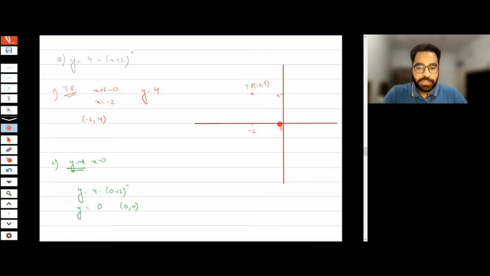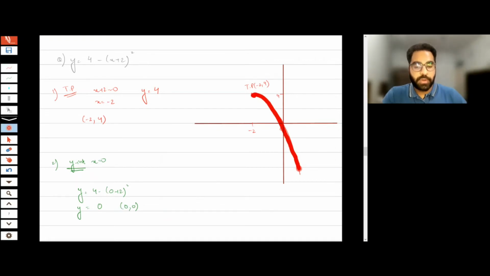What's the first thing that we do? We connect the turning point with the y-intercept. Remember, it's a maxima. Maxima is this kind of a shape. So the first thing you're going to do is connect the turning point with the y-intercept. Your y-intercept was 0. You're going to get one part of the curve. So I got one part of the curve.